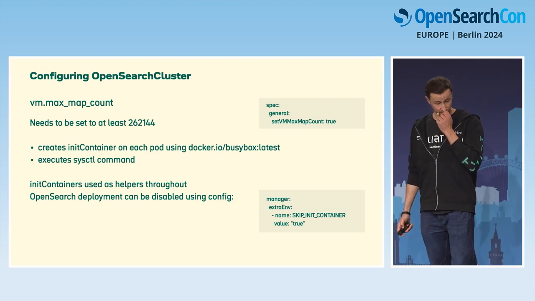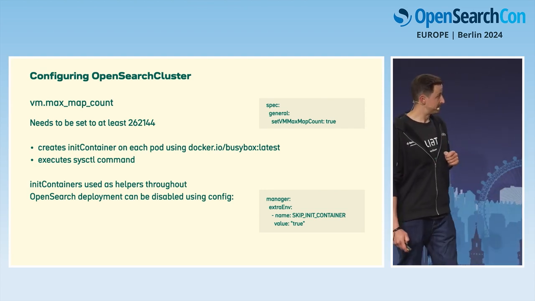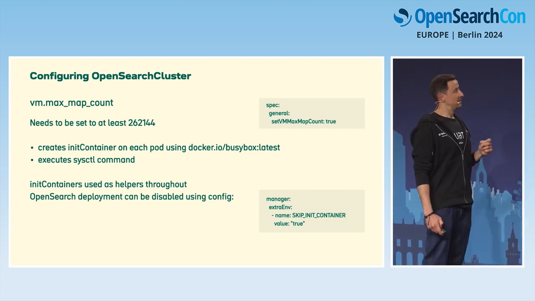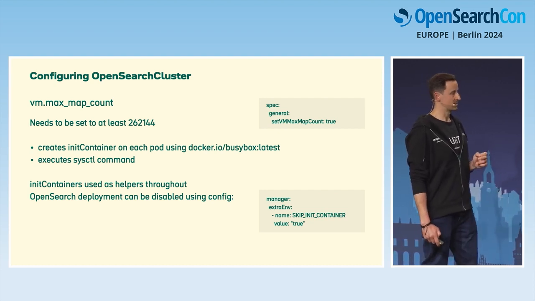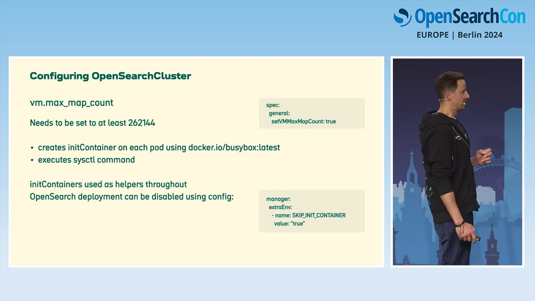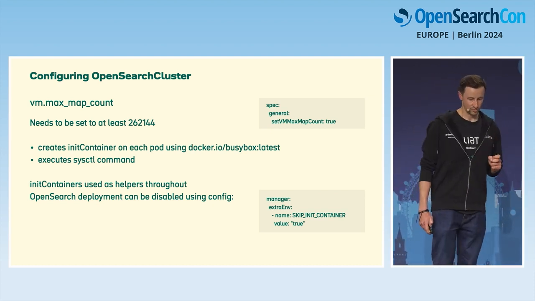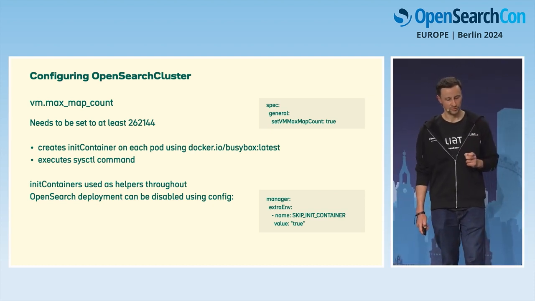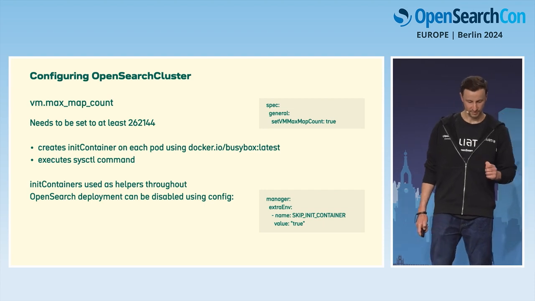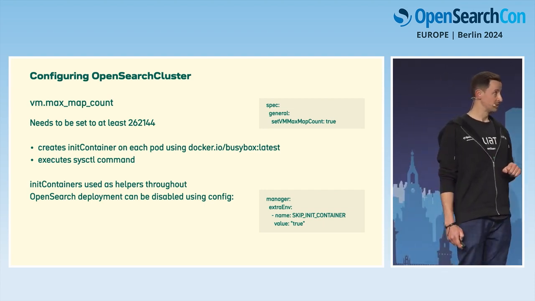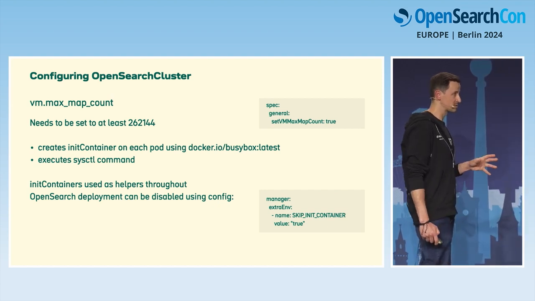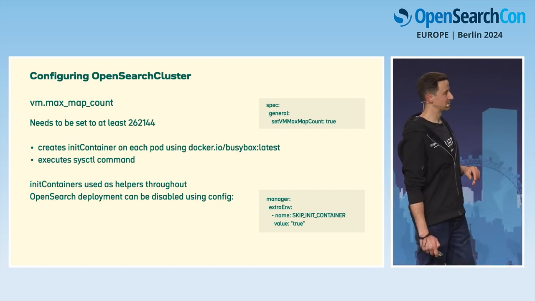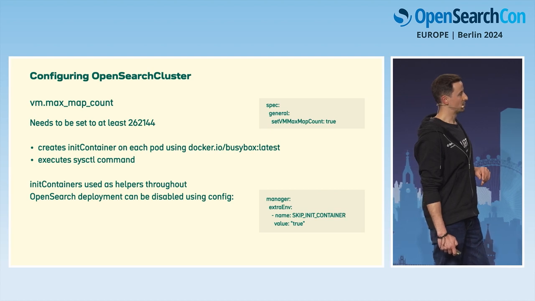Now, that's all great, but all these init containers, helper containers, they run as root. So if that is a problem in your environment, you might want to disable them. And that's the parameter at the bottom right. Skip init containers, value true. You can also customize them, so there's a bit more in-depth knowledge needed there.